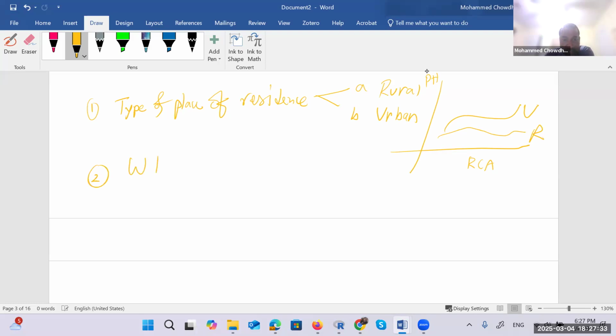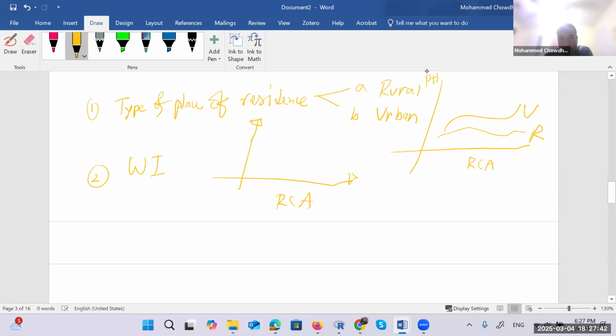The second graph you can get by wealth index. Here is the respondent current age, and there you will get the curves. This is for the poor people, this is for the middle people, and that is for the higher, rich people. Rich, medium income, and poor. So you can get three curves here. Then we can say that people with rich social status have a higher hypertension curve compared to the poor people.